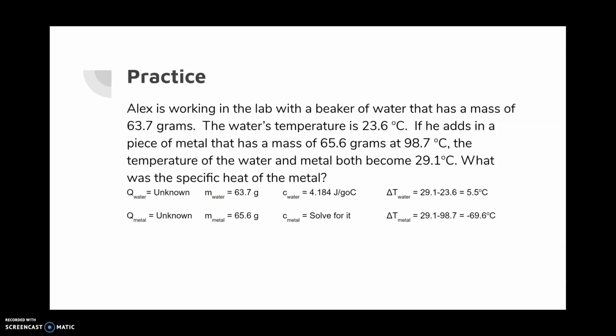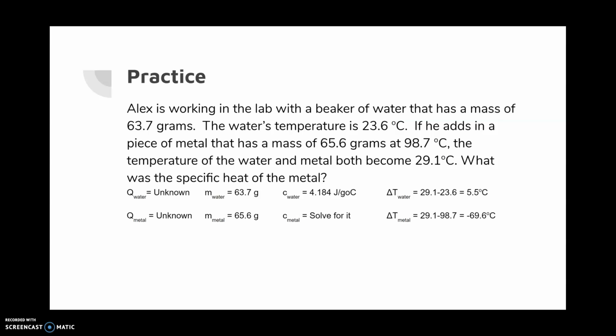All right, so we're going to read the problem again. Try to identify all of the things we're missing. So, Alex is working in the lab with a beaker of water that has a mass of 63.7 grams. Therefore, this is your M water, 63.7 grams. Now, the water's temperature is 23.6 degrees Celsius. Remember, each object's starting temperature will be different. Therefore, 23.6 degrees Celsius is my T initial for water.